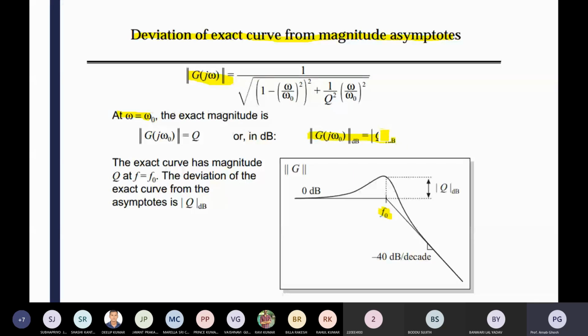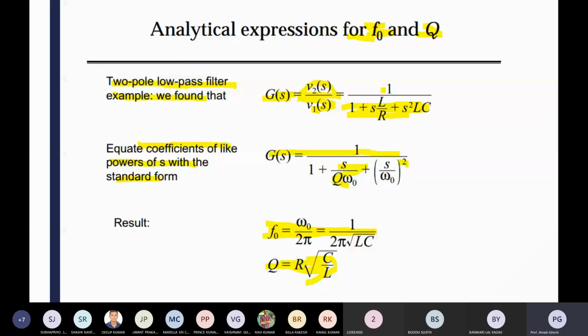Okay, so how much value of Q? If it is less value, means nearer to the 1, so it will be 0. Okay, practically it is not 0. Practically it depends upon the mod value of Q. So low Q value means nearer to the 0. High Q value means it is an extreme value. Okay, so high Q means what? You can get the expressions.